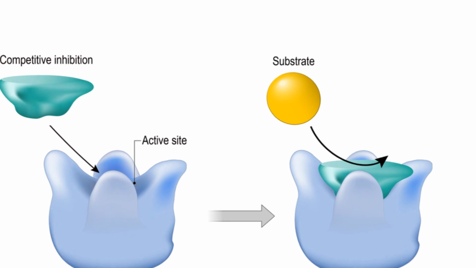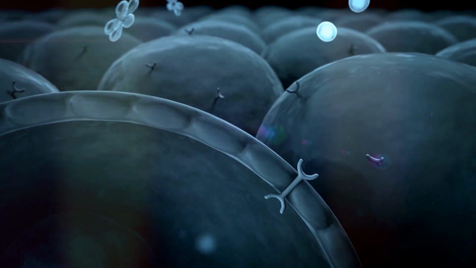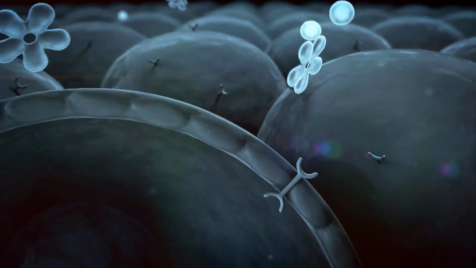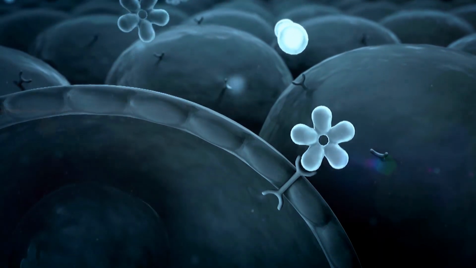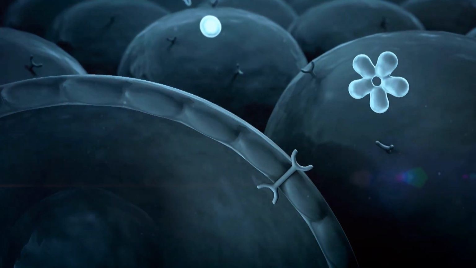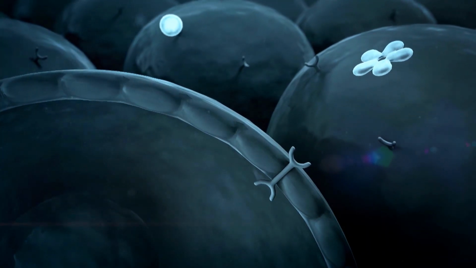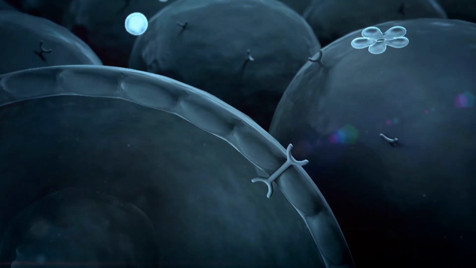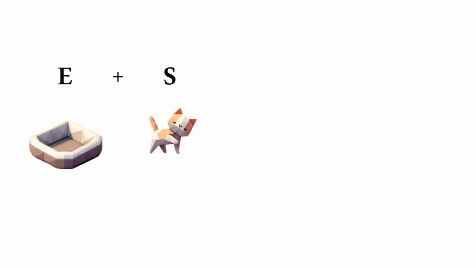But first, before we move on to the problem with the competitive equation, I think an easy way to conceptualize the interactions between an enzyme, its substrate, and an inhibitor is to think about a cat and its favorite sleeping spot. In this analogy, think of the cat bed as the enzyme and the cat as its substrate.